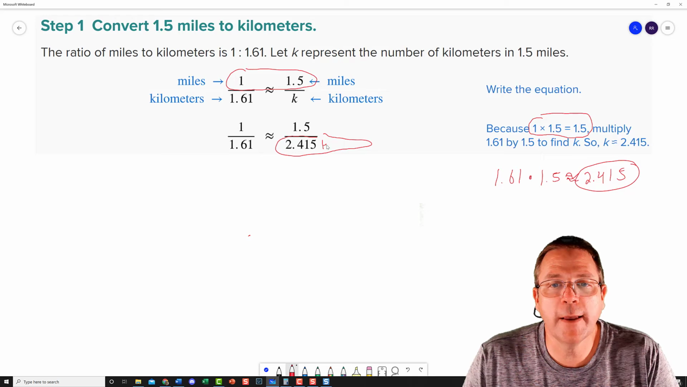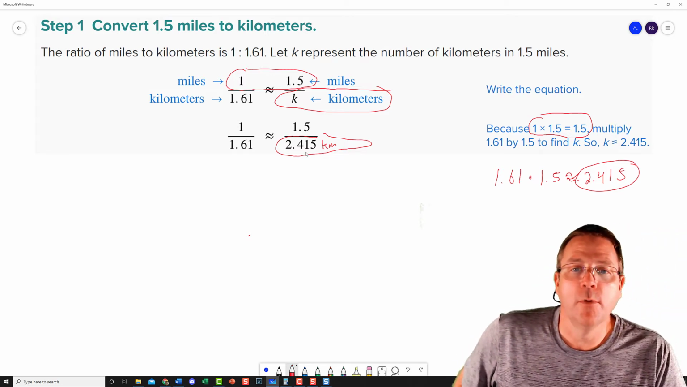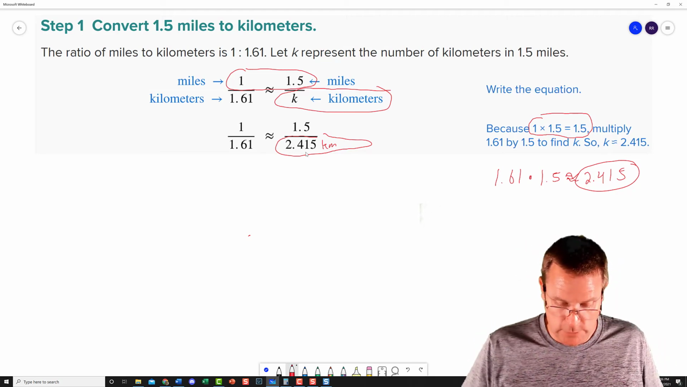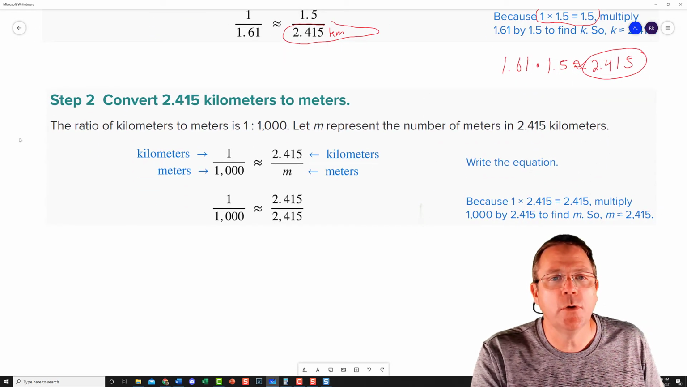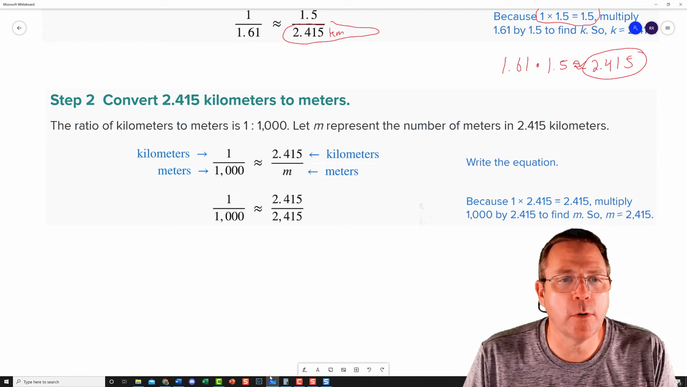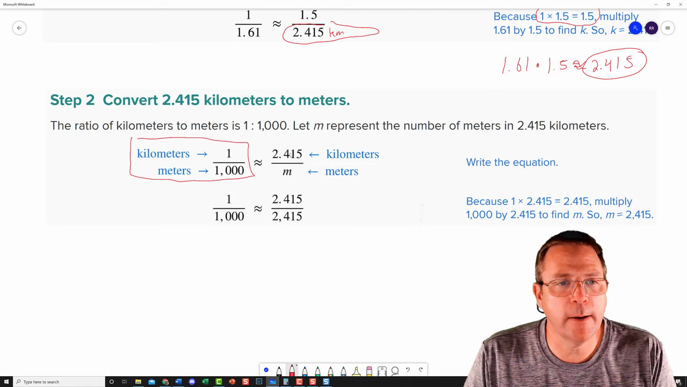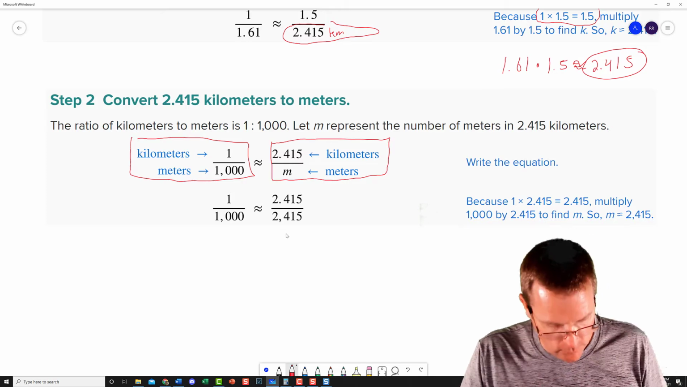And what unit is that? That unit is going to be kilometers because your K value right there was kilometers. So far we know that they have gotten 2.415 kilometers. We need to find out how many meters he goes. And that led to step 2. In step 2, we acknowledge that 1 kilometer is equal to 1,000 meters. You can see that in that comparison, and we know we have 2.415 kilometers, and we want to know how many meters that is.